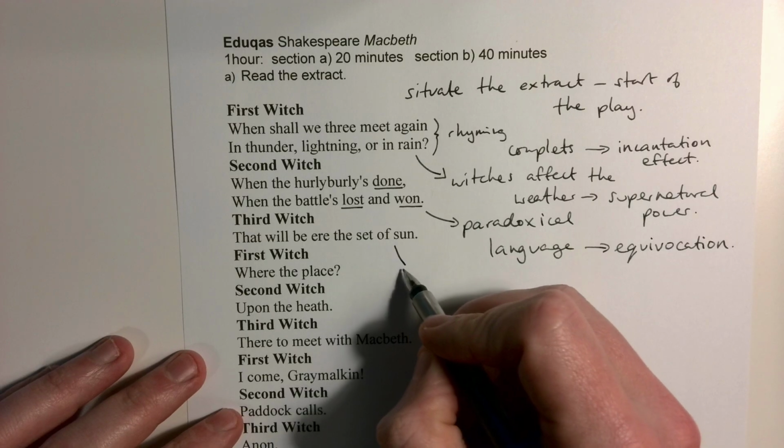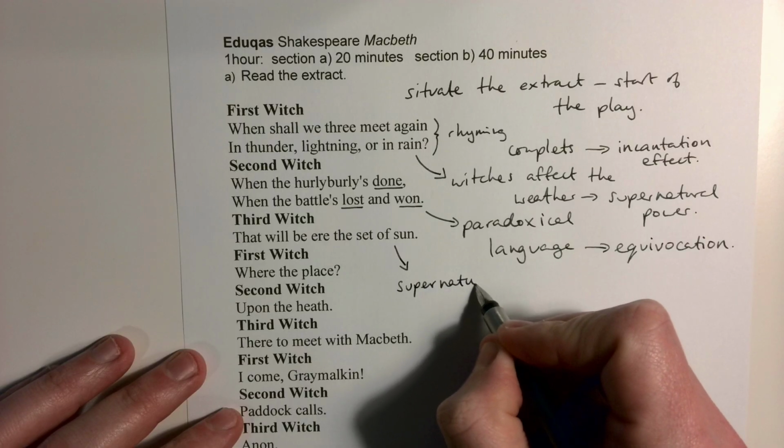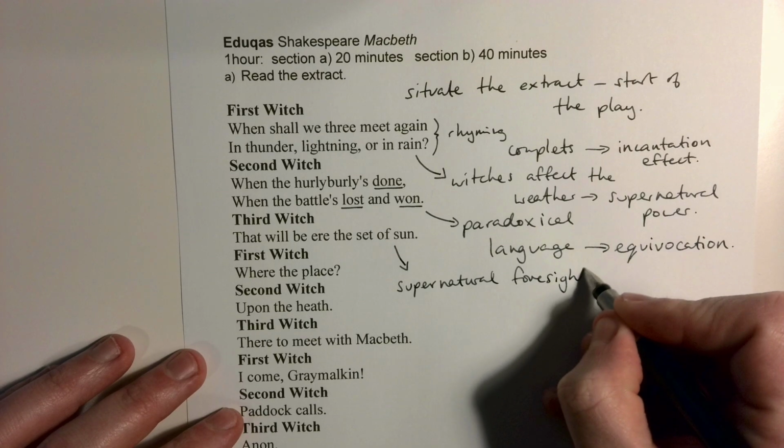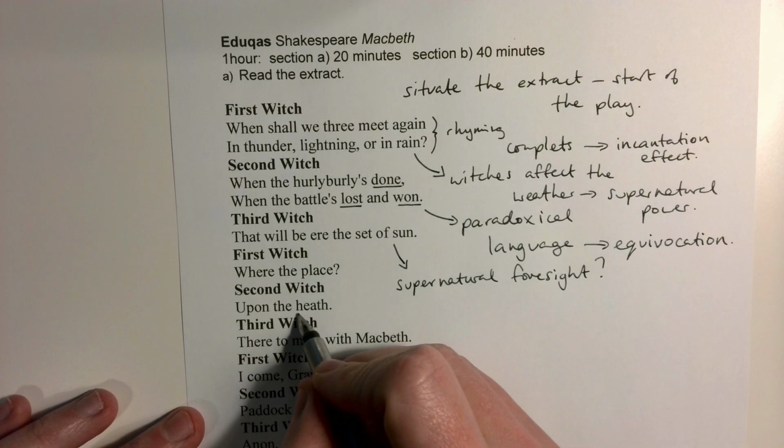That would be before the set of sun. So again, have we got supernatural foresight? Can the witches foresee what's going to happen? And that's obviously very important in terms of the witches' prophecies. Where are they going to meet Macbeth? They seem to be able to recognise when this is going to happen and where. Well, they're going to meet him upon the heath.